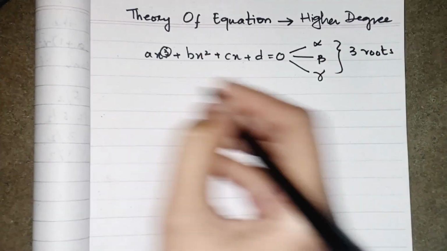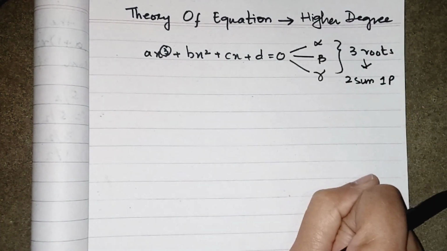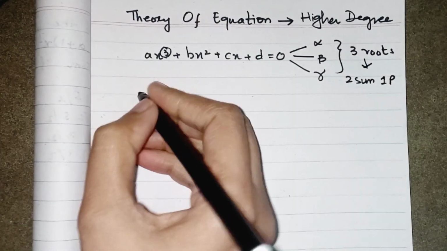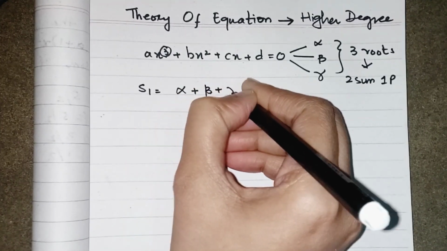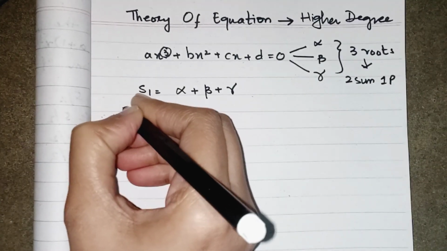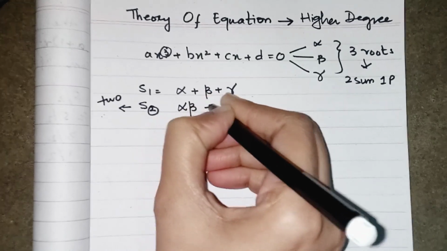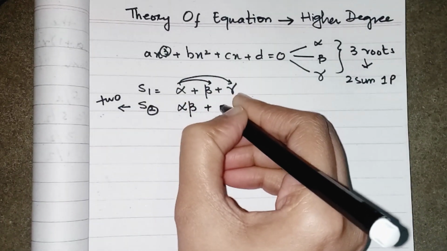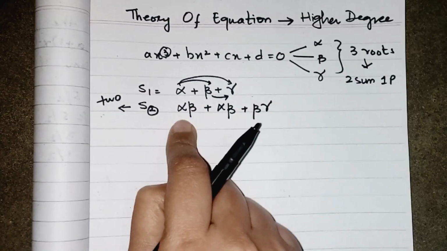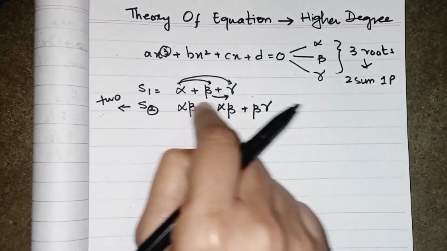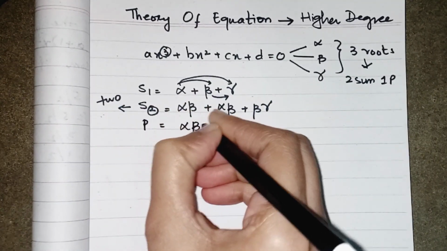When we have three roots, we have two sums and one product for the roots of the given equation. So how can we find them? For sum 1, alpha plus beta plus gamma. For sum 2, we take two roots at a time: alpha into beta plus alpha into gamma plus beta into gamma, meaning we multiply two roots together and then add. And for the product, obviously, alpha beta gamma.